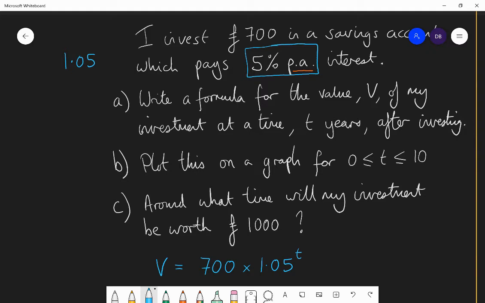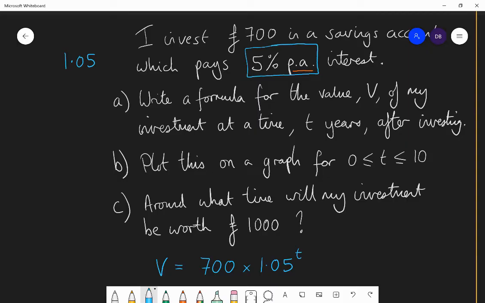So that is a formula for the value, V, of my investment at a time t years after investing. And this is an exponential function because the unknown is in the power. The base is constant. 1.05 is the base of my power. And I started with 700.